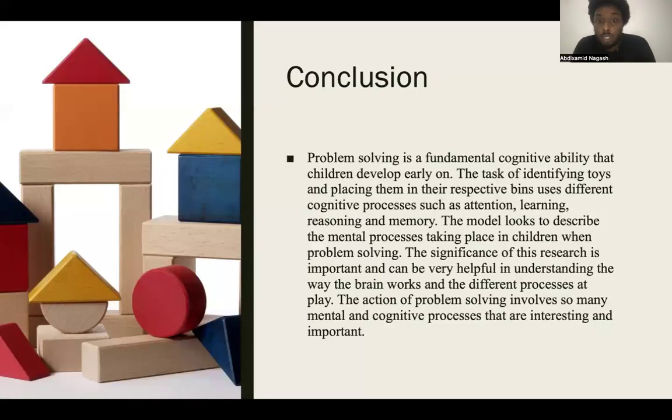For the conclusion, problem solving is a fundamental cognitive ability that children develop early on. The task of identifying toys and placing them in their respective bins uses cognitive processes such as attention, learning, reasoning, and memory. The model looks to describe the mental processes taking place in children when problem solving. The significance of this research is important and can be very helpful in understanding the way the brain works and the different processes at play. The action of problem solving involves so many mental and cognitive processes that are interesting and important.